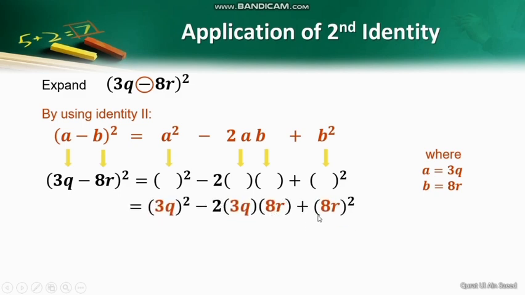Solve the individual terms by solving the operations involved. Don't ignore the coefficients while taking the squares. So the final form is 9q squared minus 48qr plus 64r squared. Another important point is that we'll not insert b as minus 8r, because if we compare the given expression with the identity, we find that minus b equals minus 8r. That means b is 8r.